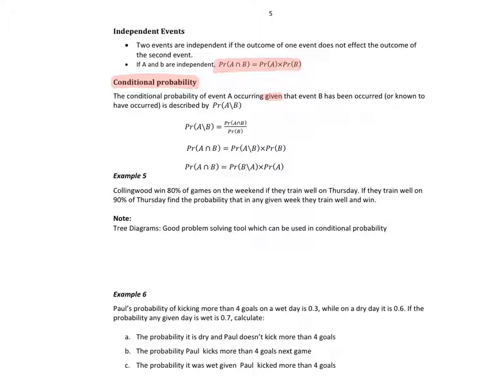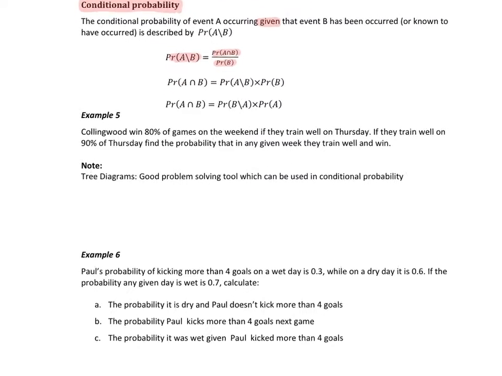Not always, but often. So if you see a given expression, A given B, it's the probability of A intersection B over the probability of B. And don't forget that A given B is different to B given A. The probability of A happening given B has happened is different to the probability of B happening given A has happened. Okay, so just be very careful.